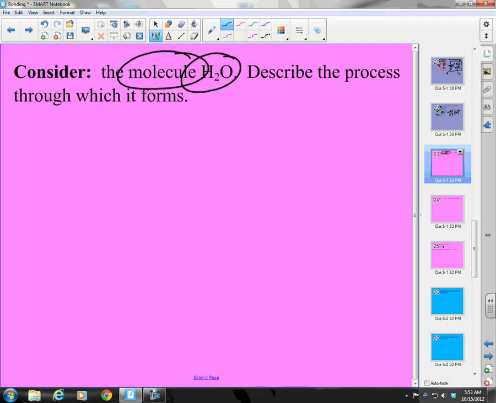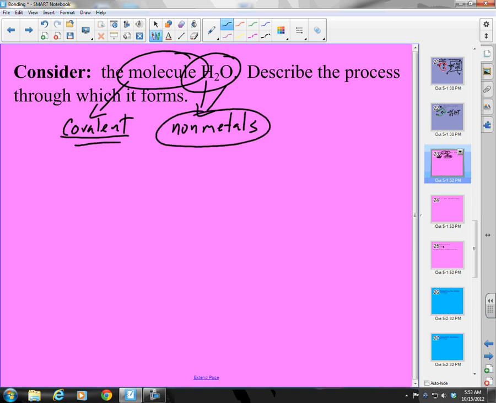Okay, if we see the word molecule, what are we thinking? It must be covalent. What else would give us an indication it's covalent? Well, we have hydrogen and oxygen. These are both nonmetals. So if it's covalent, and that's probably what it is, what happens with nonmetals? Nonmetals share electrons. And what do they try to do by sharing electrons? They try to get a noble gas electron configuration.